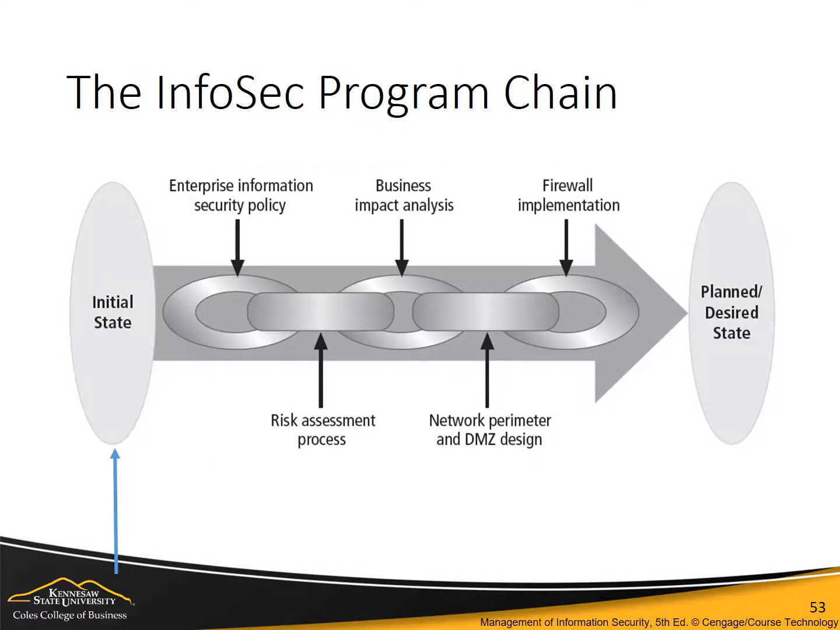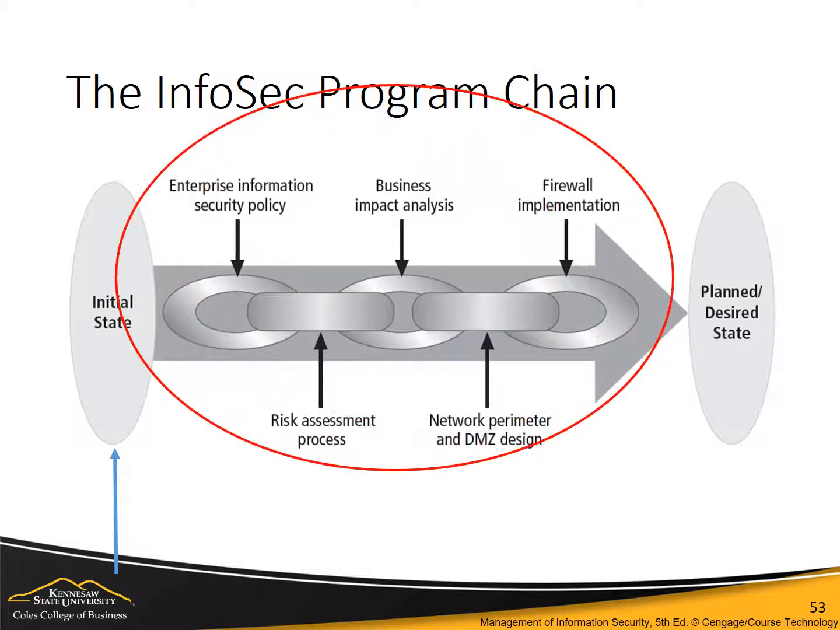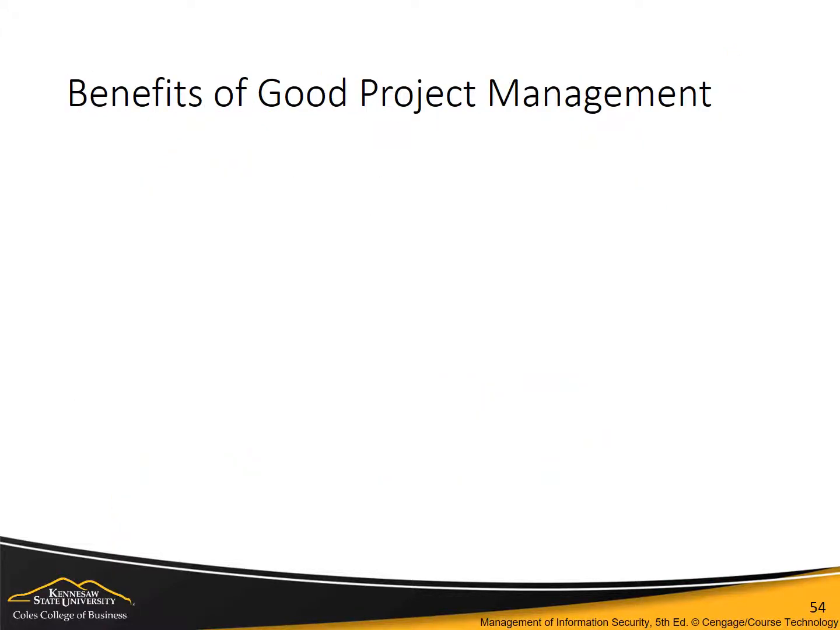Now, if we think of the information security program, we can see that it has a definite beginning and ending state. From the initial state, we create enterprise information security policy, followed by assessing risk, evaluating the impact of infosec on the business, designing the network perimeter for security, and implementing a firewall. At that point, you reach the planned or desired state, which is a fully formed, well-documented, and secure plan for your organization.